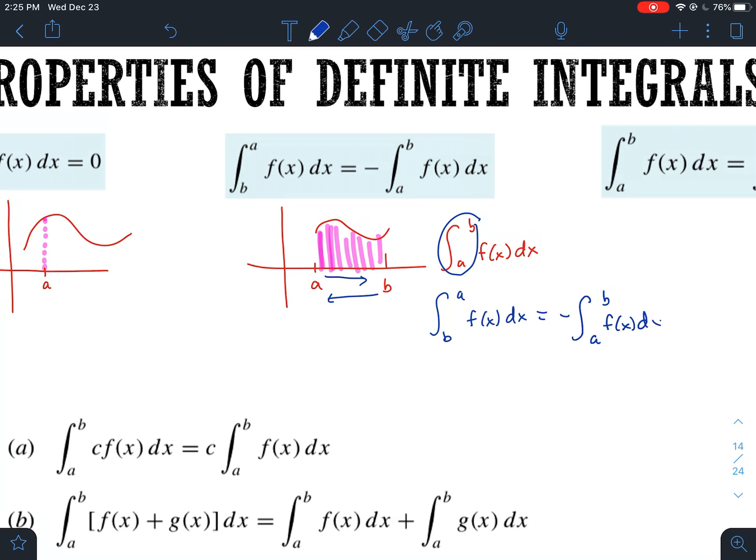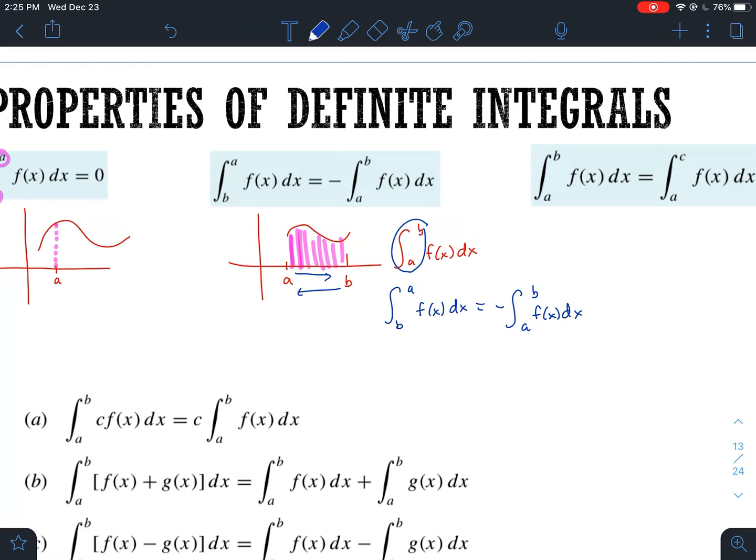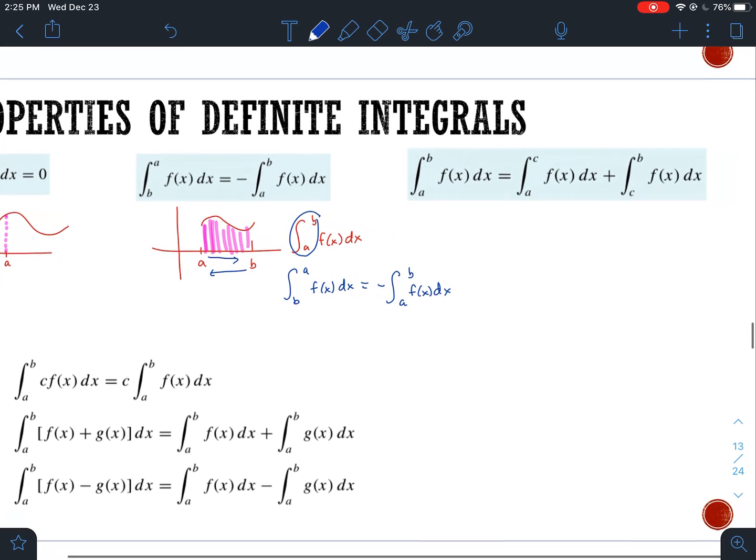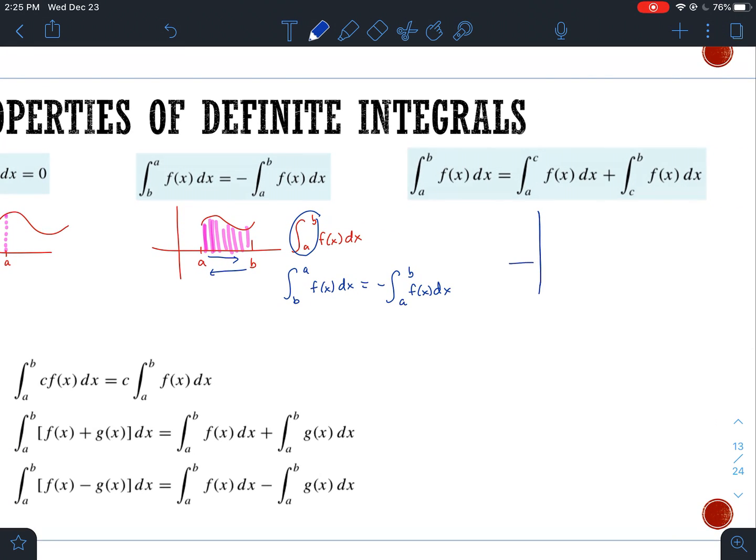The only thing that happens is it's going to be the exact same area, but since we're moving in the negative direction, it's making that area negative. So it's going to be the opposite of the integral from A to B of f of x dx. So if your bounds are in the wrong order, you can put them in the right order by pulling out a negative sign.